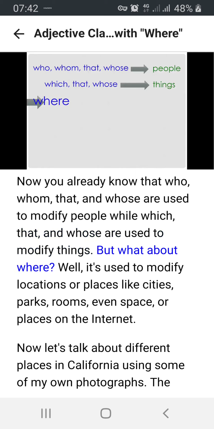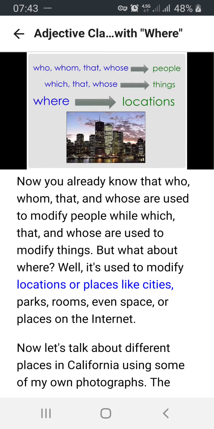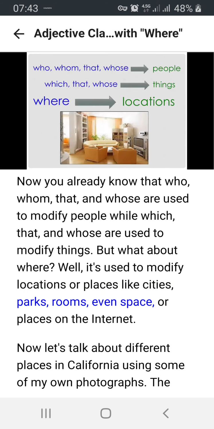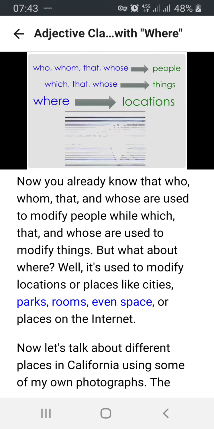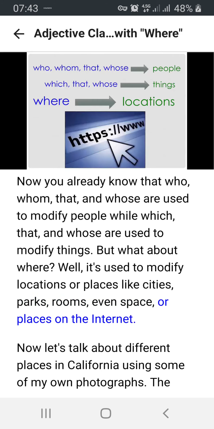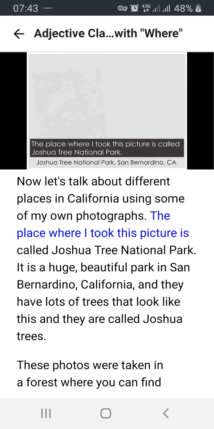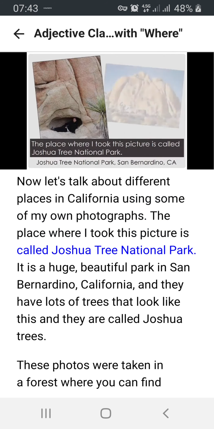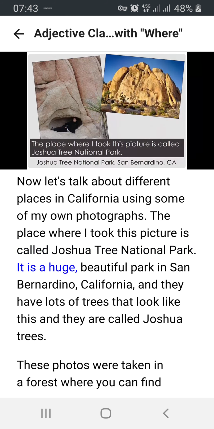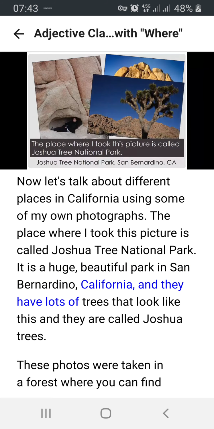But what about where? Well, it's used to modify locations or places like cities, parks, rooms, even space, or places on the internet. Now let's talk about different places in California using some of my own photographs. The place where I took this picture is called Joshua Tree National Park. It is a huge, beautiful park in San Bernardino, California. And they have lots of trees that look like this, and they are called Joshua trees.